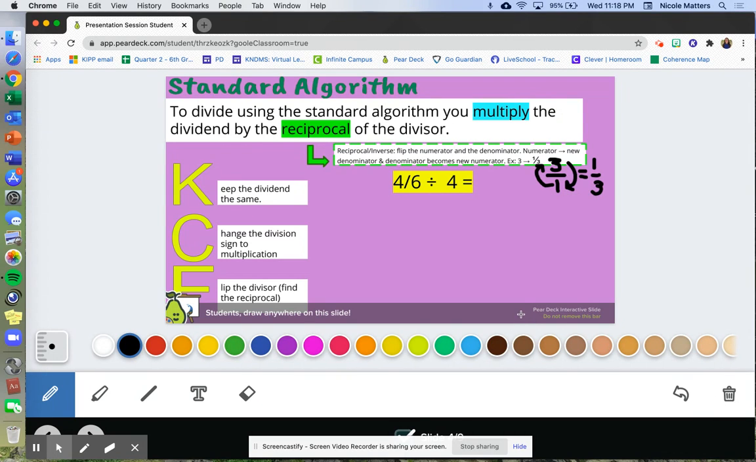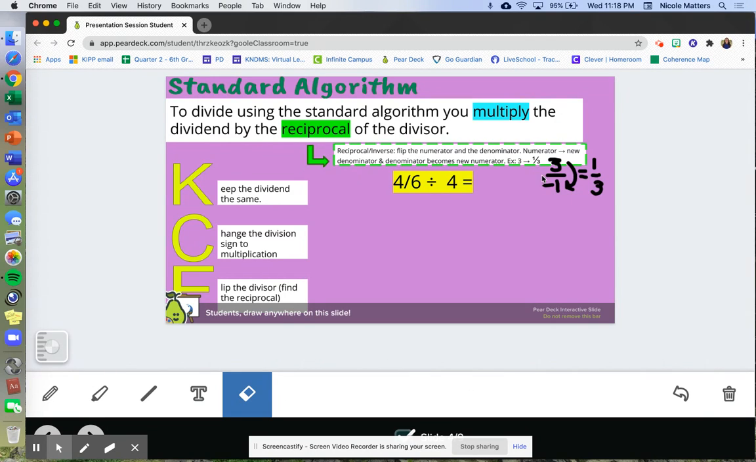And remember, please pause this video at any time when you need to write stuff down. All right, I'm going to go ahead and erase that. Until I find my reciprocal. So in order to put that all together with the algorithm, to divide using my standard algorithm, what I do is I multiply the dividend by the reciprocal of the divisor.